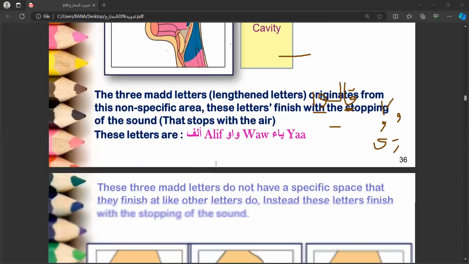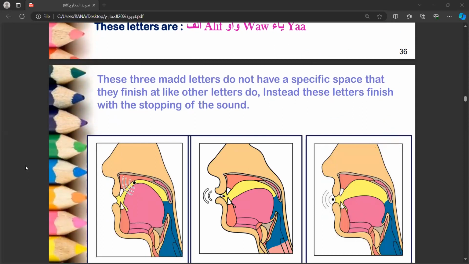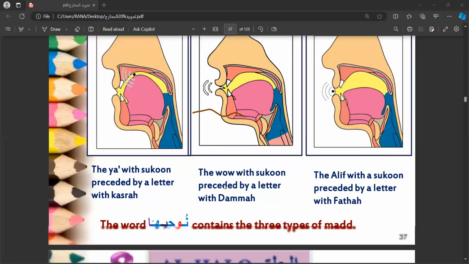These letters are the alif, waw, and ya. The three mad letters do not have a specific space that they finish at like other letters do. Instead, these letters finish with the stopping of the sound. When you stop breathing or stop the sound, these letters finish. Alif and waw and ya.